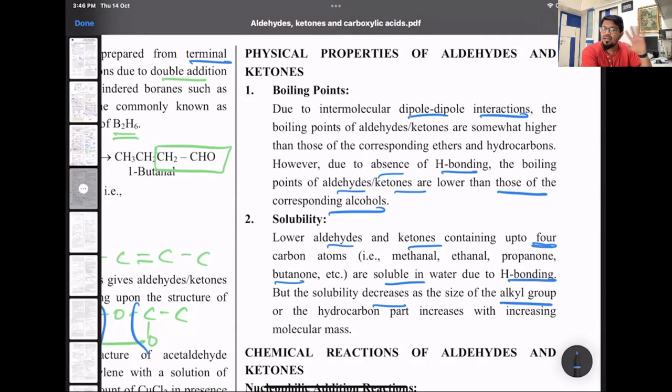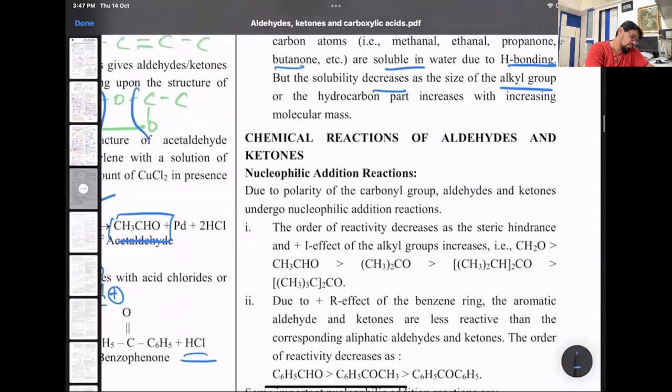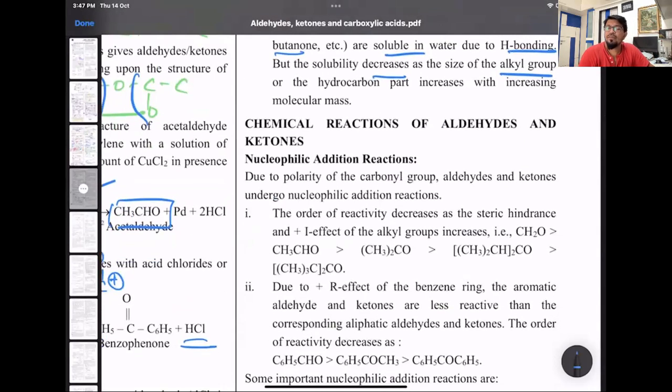That's why solubility decreases. So on its own, between two aldehydes, between two ketones, we don't have any H bonding. Keep in mind, but lower aldehydes and ketones up to 4 carbon atoms are soluble in water because they form hydrogen bonding with water molecules. That's one. Then chemical reactions, we have nucleophilic addition reactions over there because of the polarity of the carbonyl group.